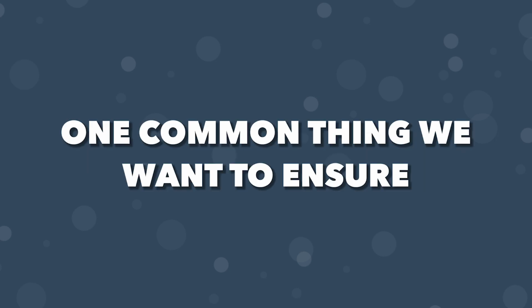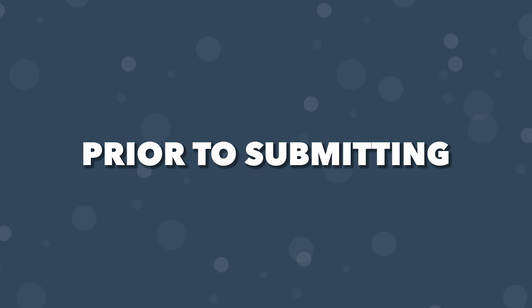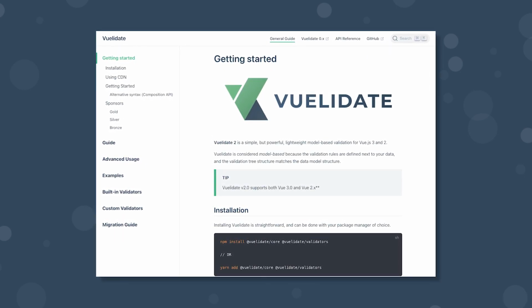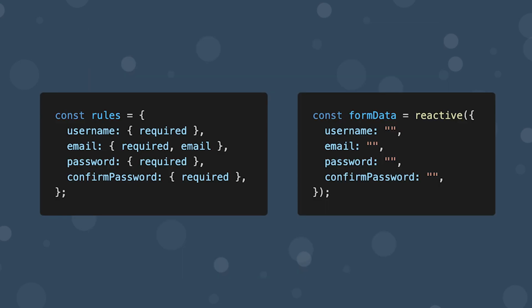When creating forms, one common thing we want to ensure is that the fields are properly validated prior to submitting. In Vue, we can easily do this using Vuelidate, a simple, lightweight model-based validation library for Vue. Vuelidate is considered model-based because the validation rules are defined next to your data and the validation tree structure matches the structure of your data.